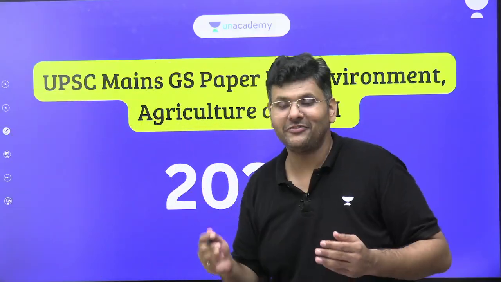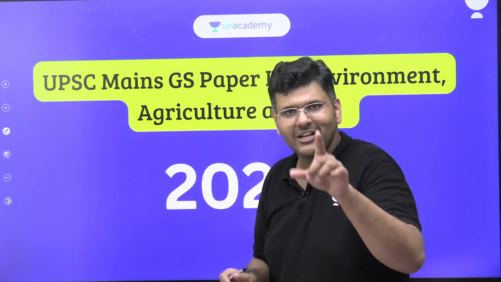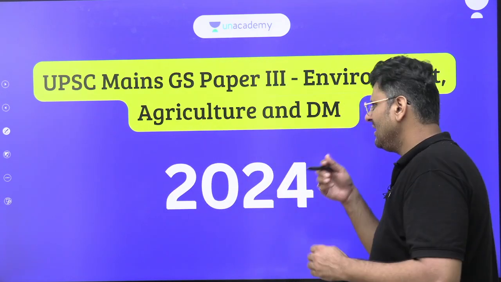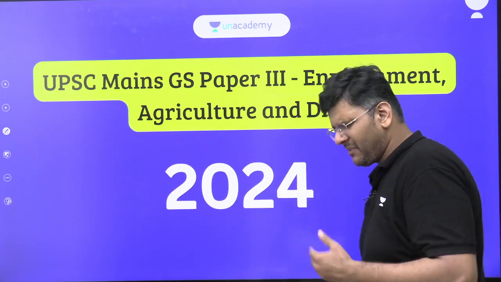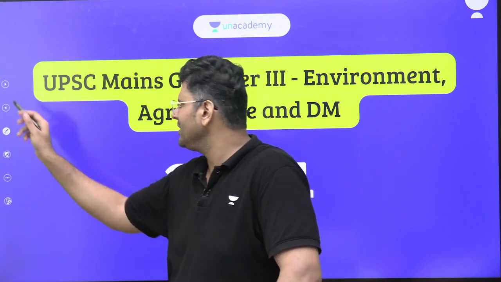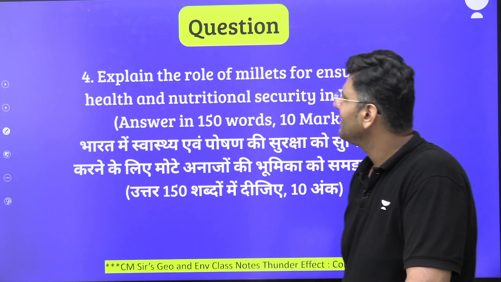So that was about your geography. Easiest, I would say, easiest for us, since you have the thunder pack of notes with you. Now, I'm also moving towards environment, agriculture and disaster management, maybe. Let's have a look at it also, because it is somewhat related to environment only. Let's find out. Agriculture we did in geography.